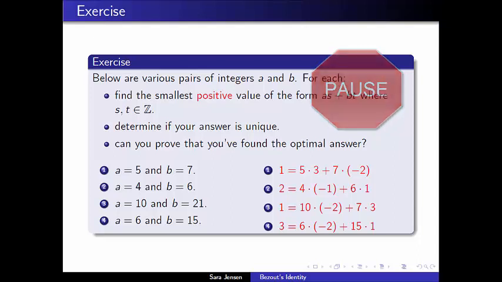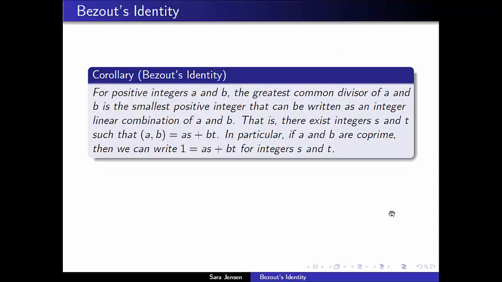before I reveal the answer that we get from Bezout's identity. Here it is. It's talking much in the nomenclature that we had on the previous slide. If a and b are positive integers, it's the greatest common divisor of those two integers that is the smallest positive number that can be written as an integer linear combination of a and b. Or in other words, it's that GCD of a and b that can be written as as plus bt, and that is the answer. That is the smallest positive integer that can be written in this way.